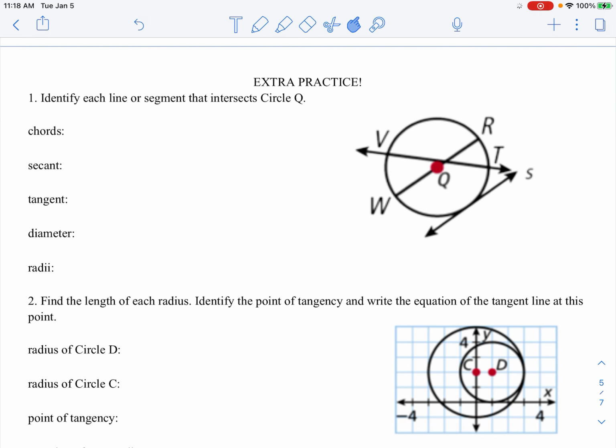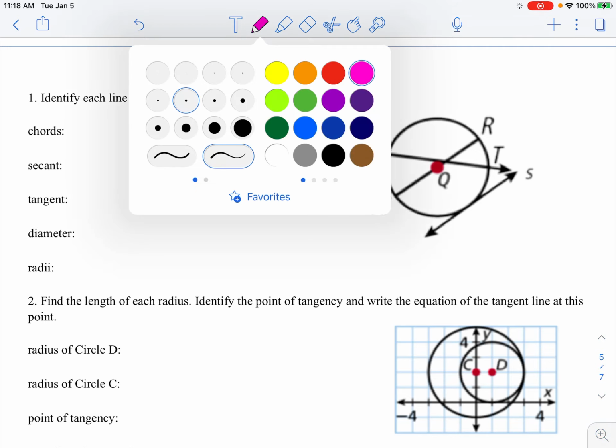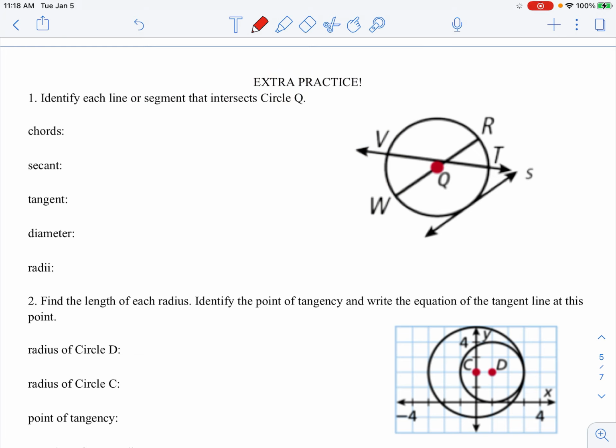All right, let's go through some example problems, some review. We'll do one of each that we've done the last 2 days and go through them to make sure you're all good. And then we'll go ahead and get into some practice and see what you can do. All right, extra practice number 1. Name a chord. There are 2 chords in the picture. They run from an end to an end. So WR is a segment that goes end to end of the circle. Or I could use VT as a segment from end to end if I stop at V and T.